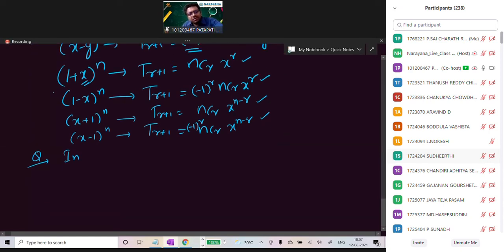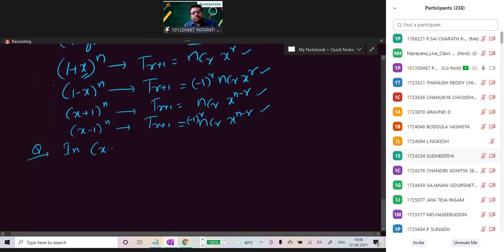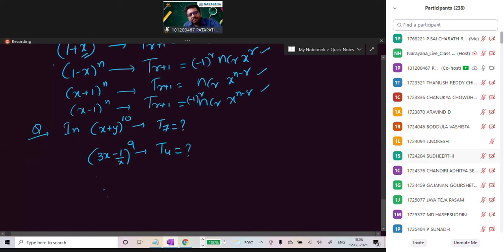So some questions. In (x + y)^10, T7 is equal to what? In ((3x − 1)/x)^9, T4 is equal to what? In (1 − 1/x²)^5, T4 is equal to what? Something like this.